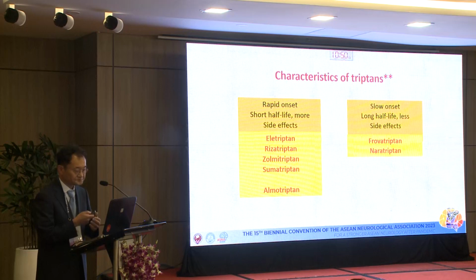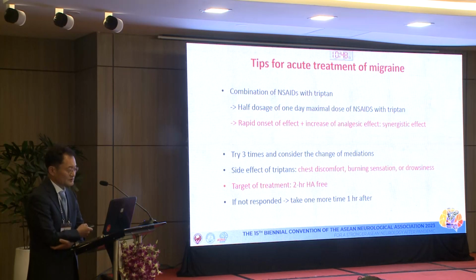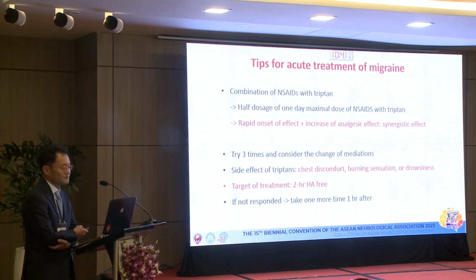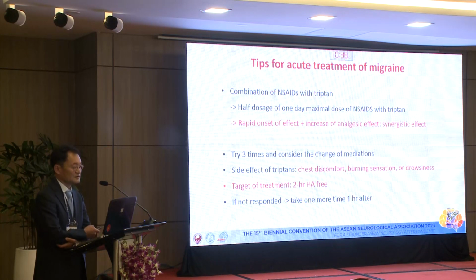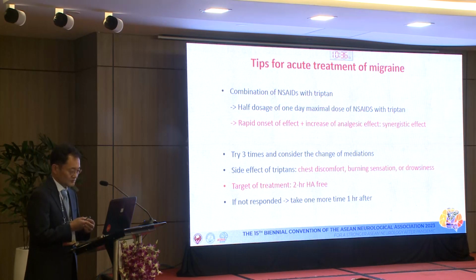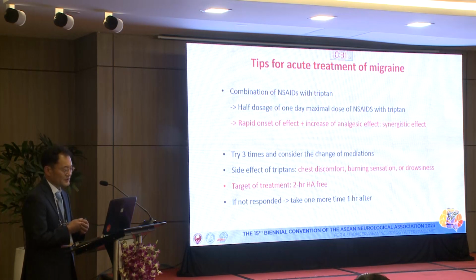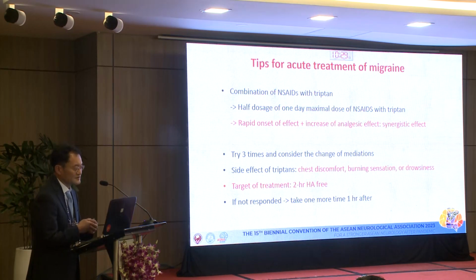Tips for acute treatment: combine an NSAID with a triptan, using half of the one-day maximal dose of the NSAID with the triptan. Rapid onset of effect and increased analgesic effect may be expected. Try 3 times and consider changing the medication. Side effects of triptans are chest discomfort, a burning sensation, or drowsiness, and the target of treatment is being headache free at 2 hours. If the patient has not responded, take one more dose 1 hour after.